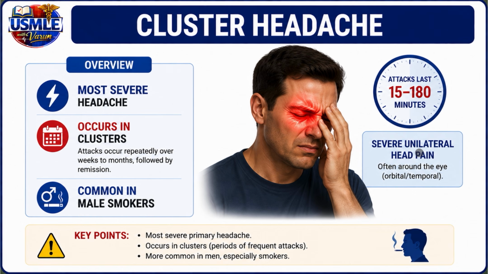This is characterized by severe unilateral head pain, often around the eye, orbital or temporal. This is the most severe primary headache. This occurs in clusters with periods of recurrent attacks. This is more common in men, especially seen in smokers.